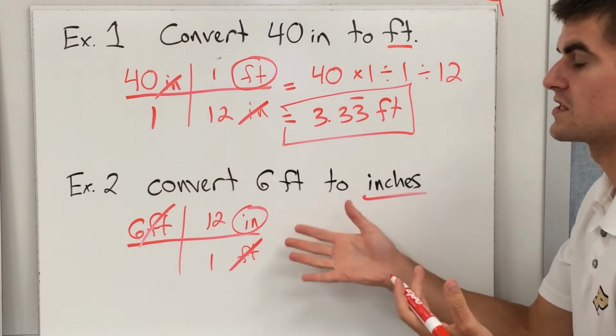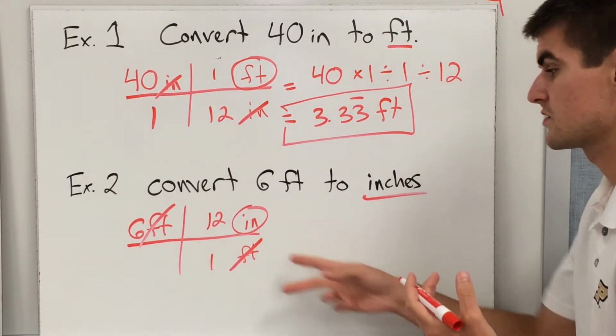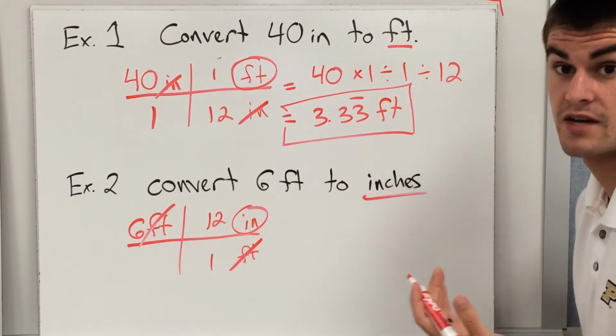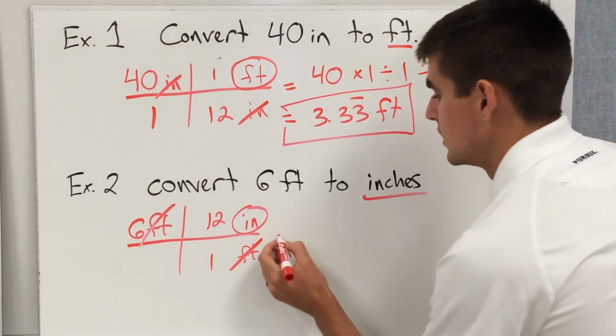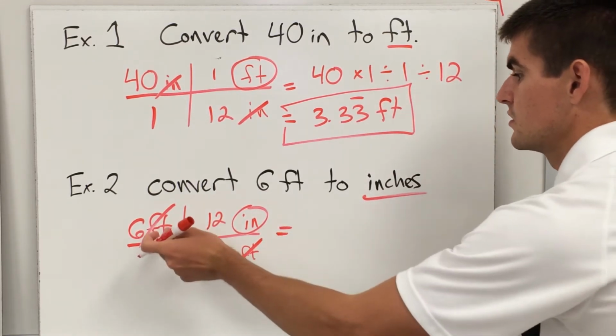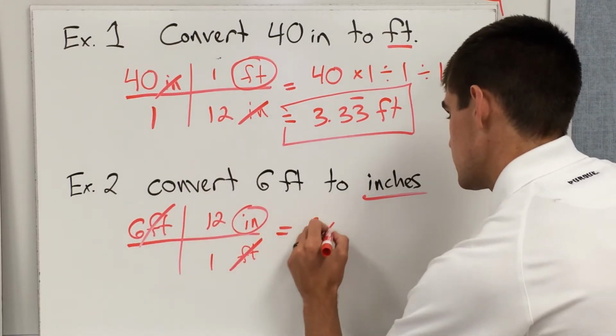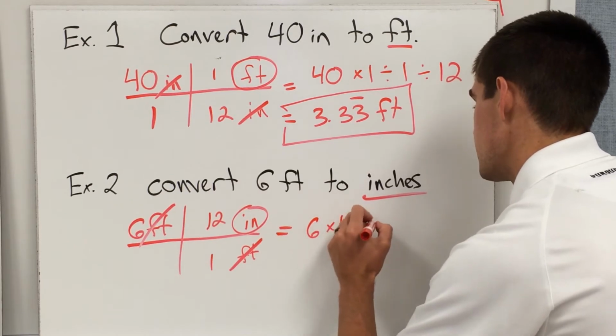That's what's nice about dimensional analysis, is that it lets you know, hey, you should get the right answer as long as these numbers are correct and you type in your calculator correctly. So ready to input our answer. If it's on top, we multiply. If it's on bottom, we divide. So 6 times 12 divided by 1.